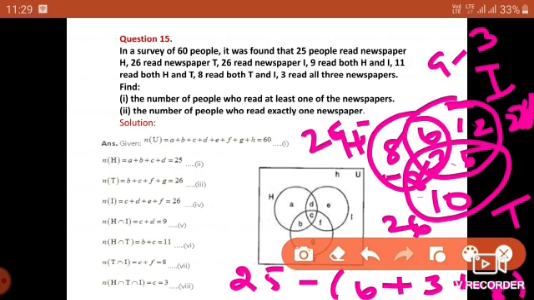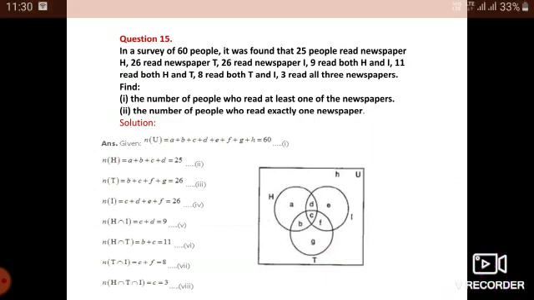Fill the circles. That is, whatever is given here, A, B, C, D, E, F, all the values I have written here. Now, the people who read at least one of the newspapers, you have to add all the values. Those who read exactly one newspaper, you have to add only these values 8, 12 and 10.